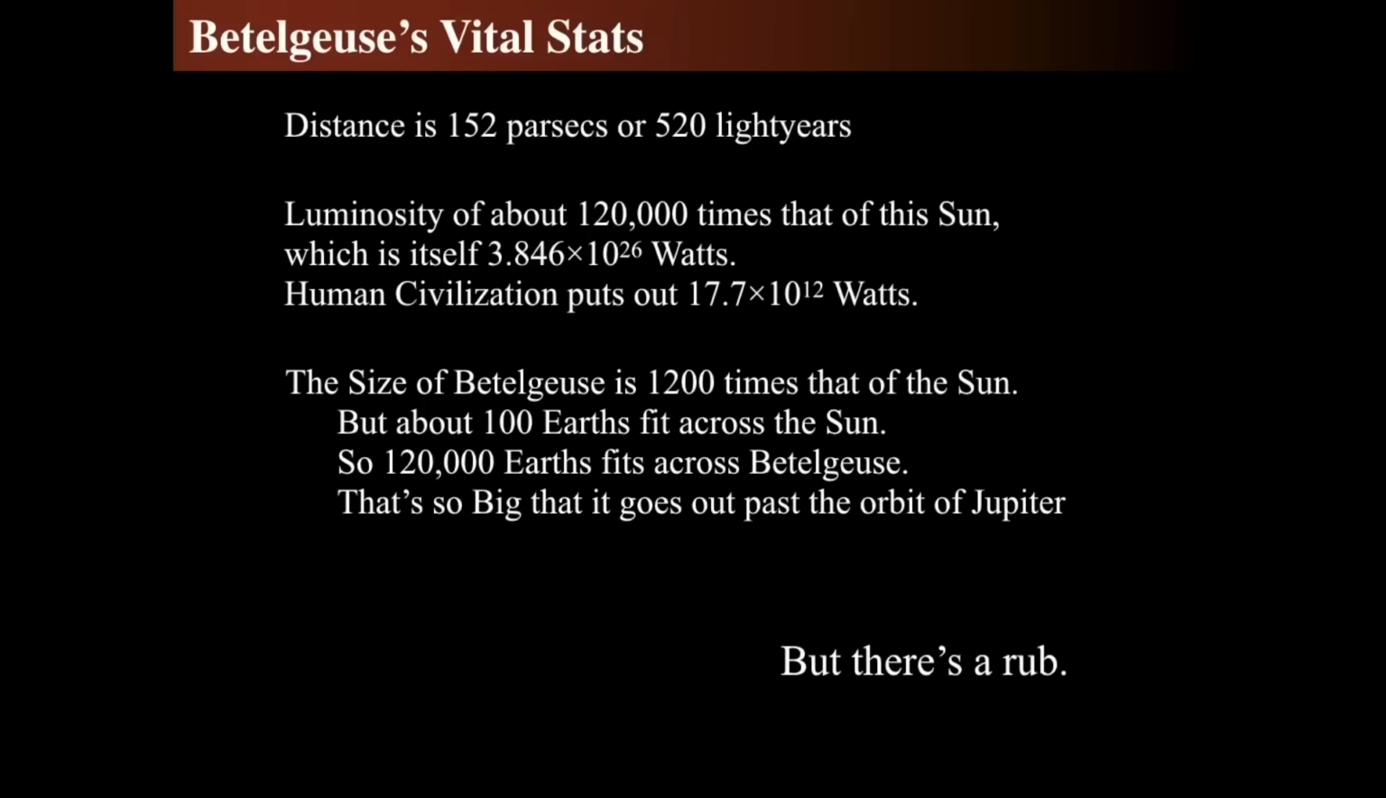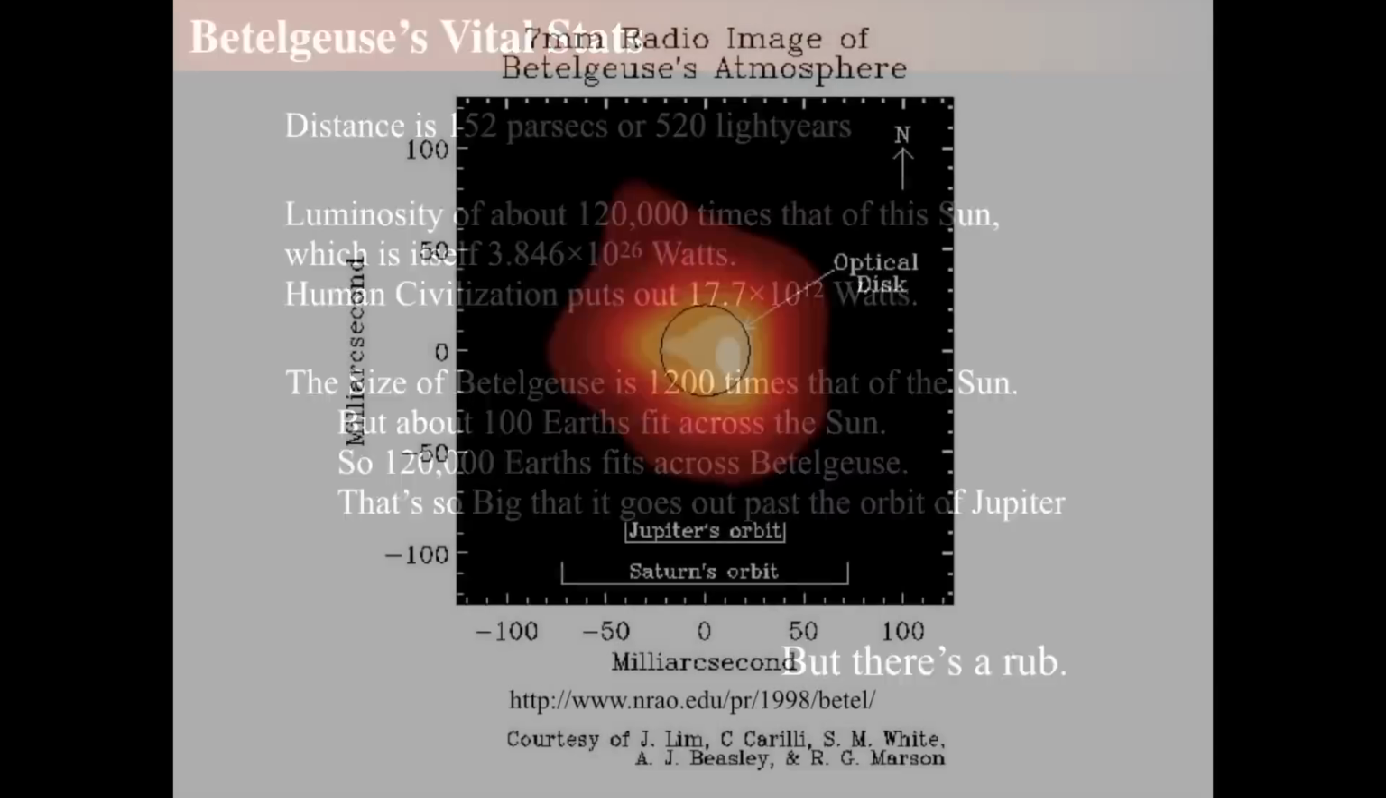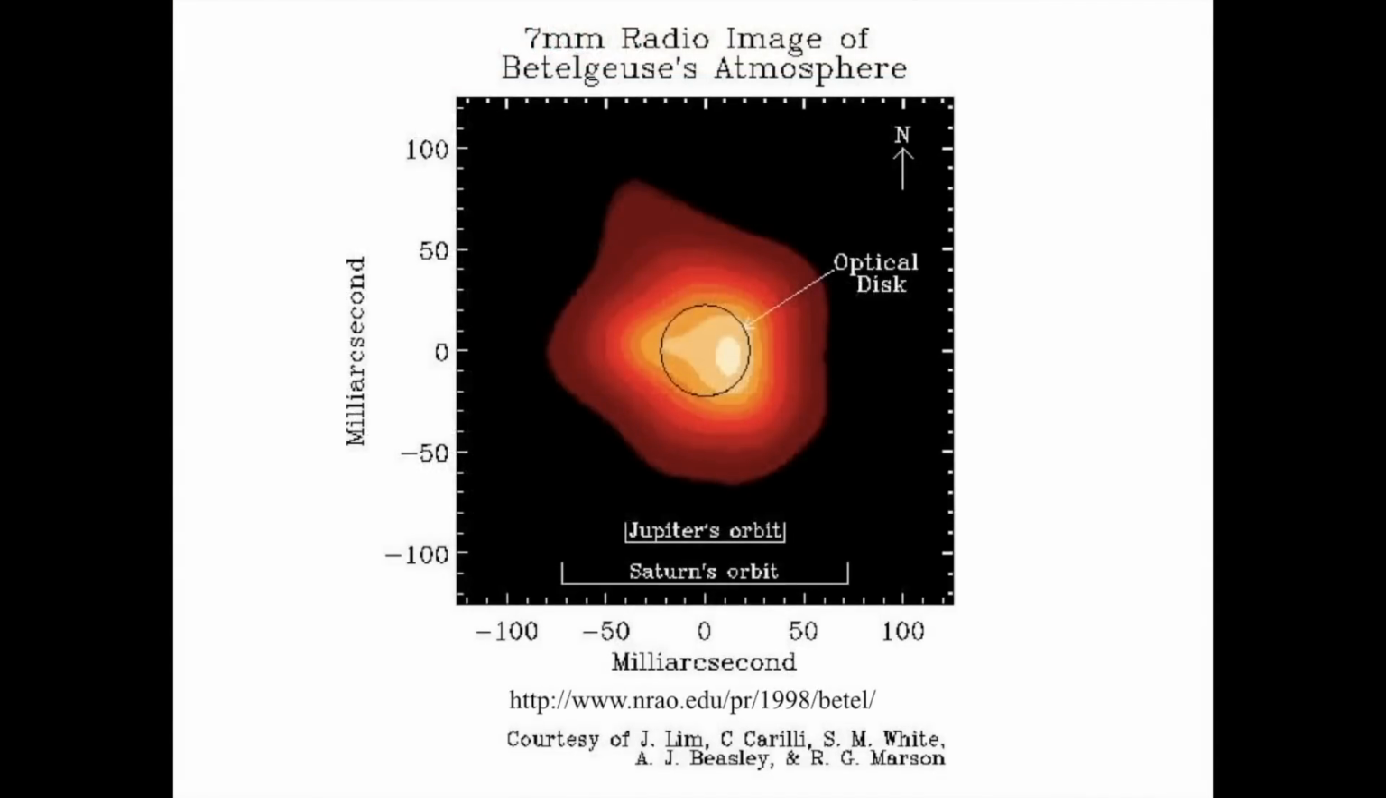That comes from both direct measurements, as we'll see in a second, as well as the Stefan-Boltzmann relationship. And we know that 100 Earths fit across the sun, but about 120 Earths fit across Betelgeuse. That means that it's bigger than the orbit of Jupiter. All right. So let's take some interesting looks.